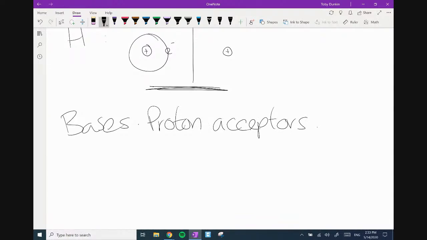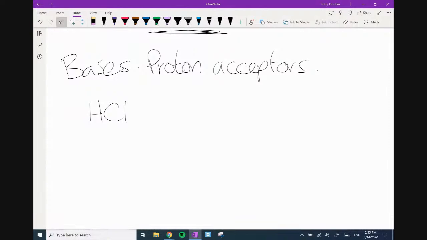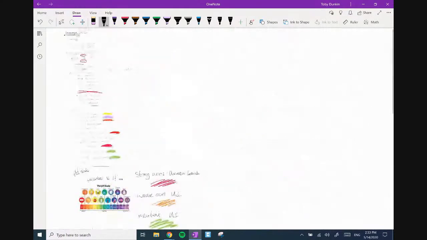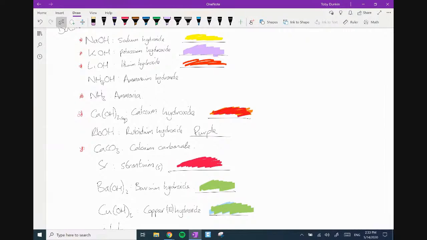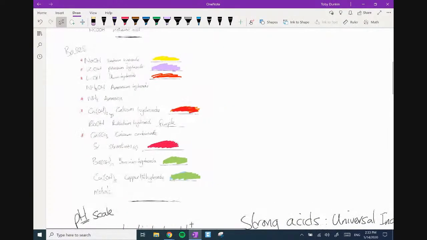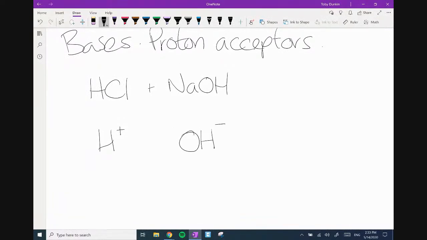I'll show you. HCl, we know what part of HCl makes it an acid? H+. Let's react that with sodium hydroxide. Can anyone guess which part of the sodium hydroxide makes it an alkali? You can see it everywhere, it's in most of them. It's the OH minus. Thank you, Rue. That is what makes an alkali an alkali.